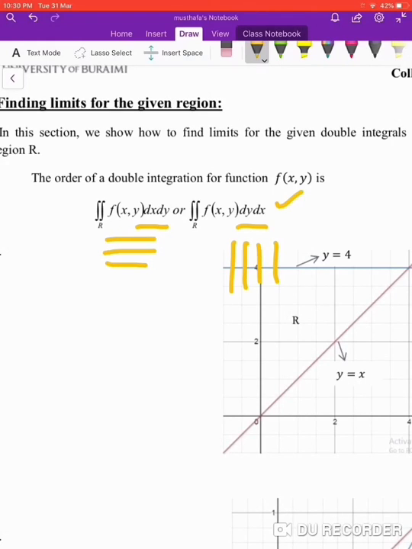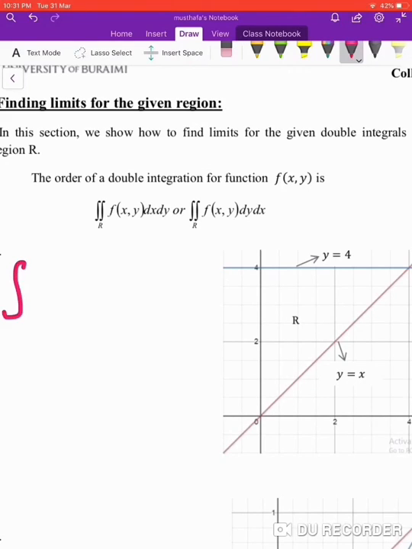I repeat again, if it is of an order dx dy, you are going to shade the region of the given integration by horizontal lines. If it is dy dx, you are going to shade it by vertical lines. Now keep this simple logic in your mind. Let us see first the limits for the given integral f of x comma y dx dy.